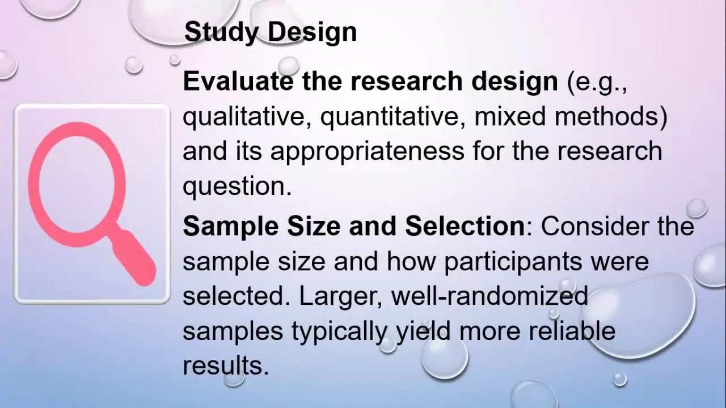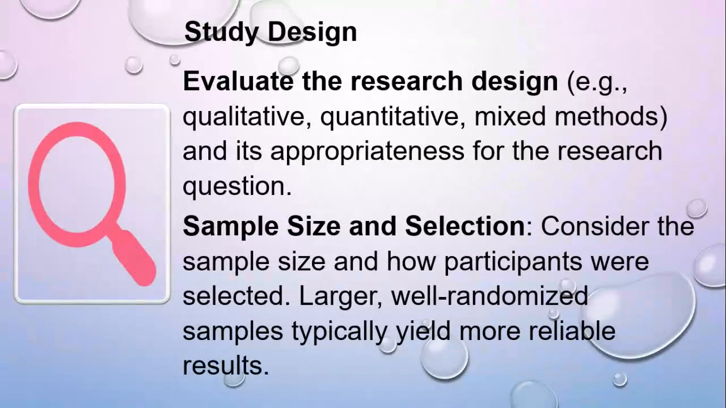Another thing is the study design. When I look at a study, I will look at the design of the research before I select it for my review. By study design, we mean that we evaluate the research design. It doesn't matter if it is qualitative, quantitative, or a mixture of both. We look at how appropriate it is for my present research. So, appropriateness for the research question, right?